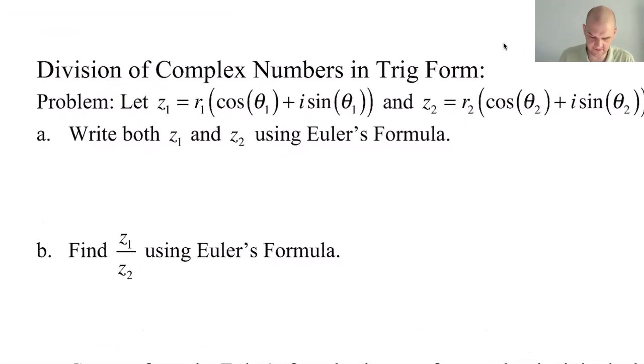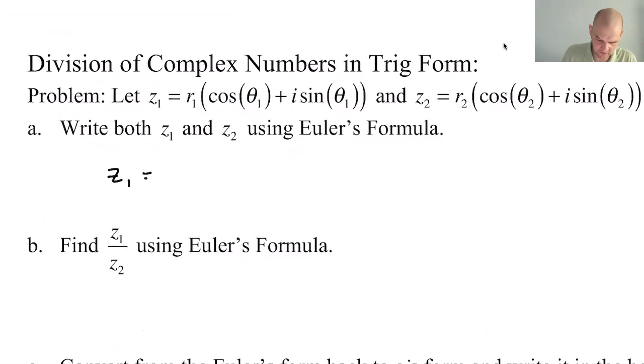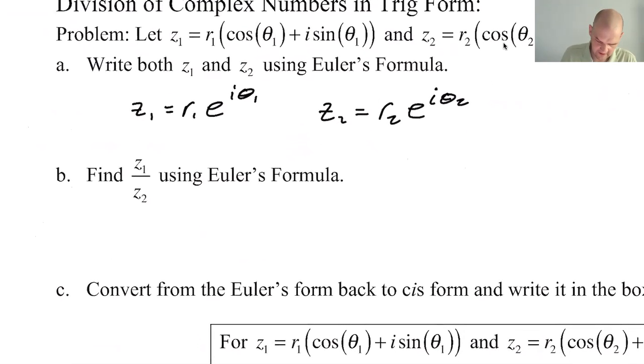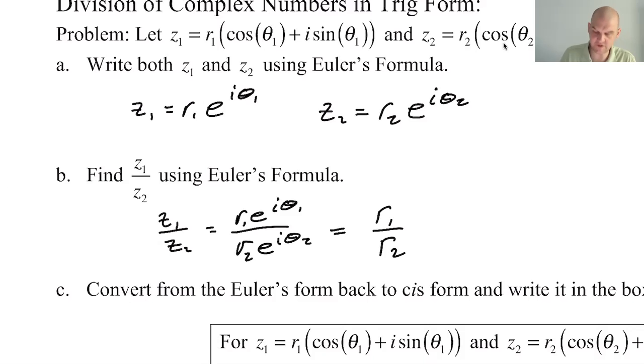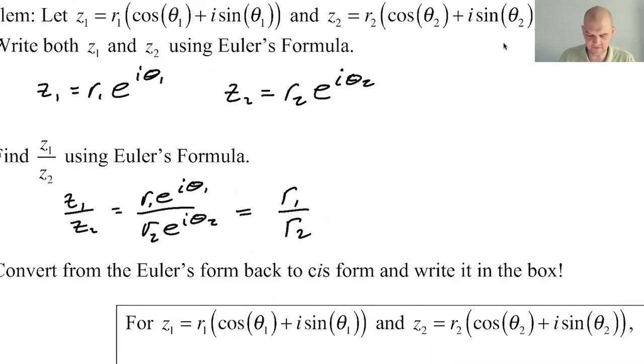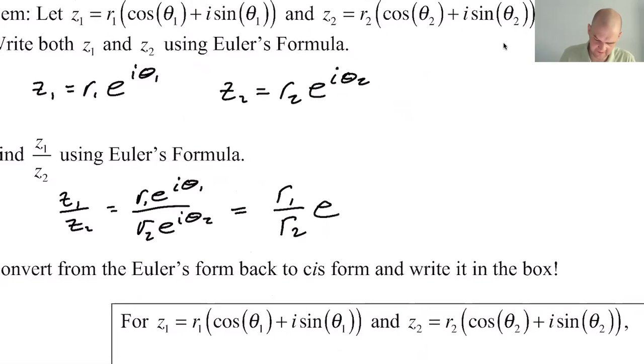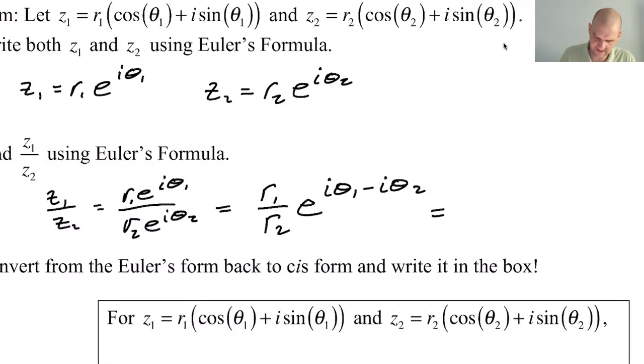So here, if we take our complex numbers and we rewrite them, Z1 is going to be R1 e to the i theta 1. This process is almost identical to what we did for multiplication. Z2 is R2 e to the i theta 2. If I divide them, Z1 over Z2 is going to be R1 e to the i theta 1 over R2 e to the i theta 2, which will be R1 over R2. So we divide the moduli. Then what do we do to the arguments? When you're dividing and you have the same base, you subtract the exponents. And then because they both have an i, you can factor that.